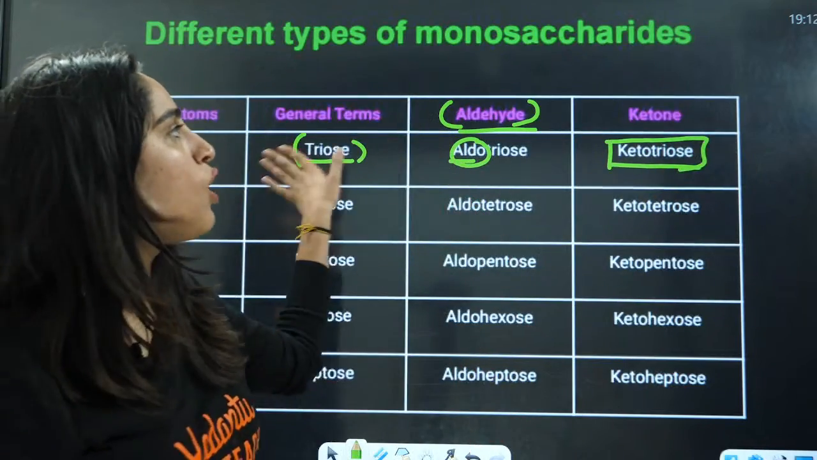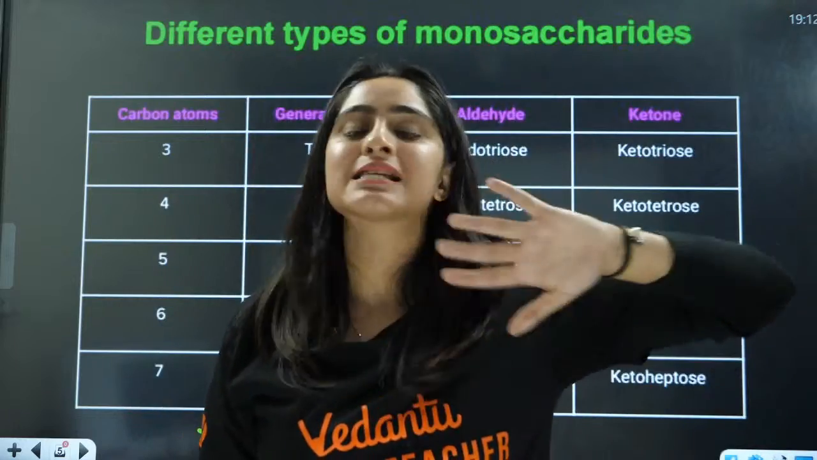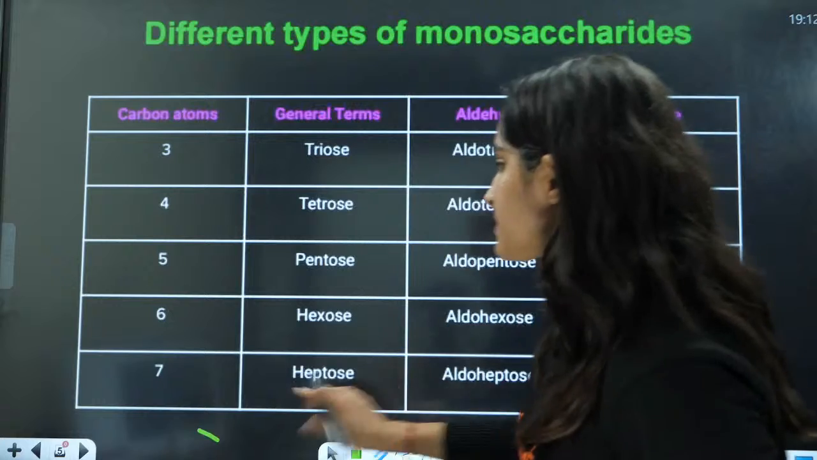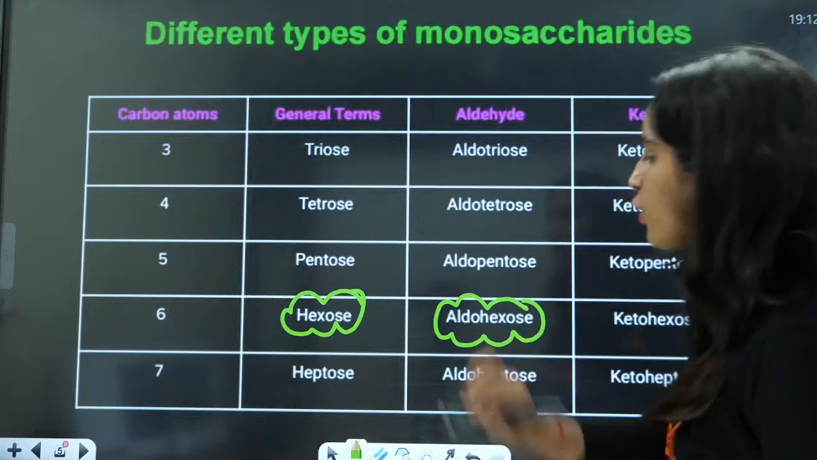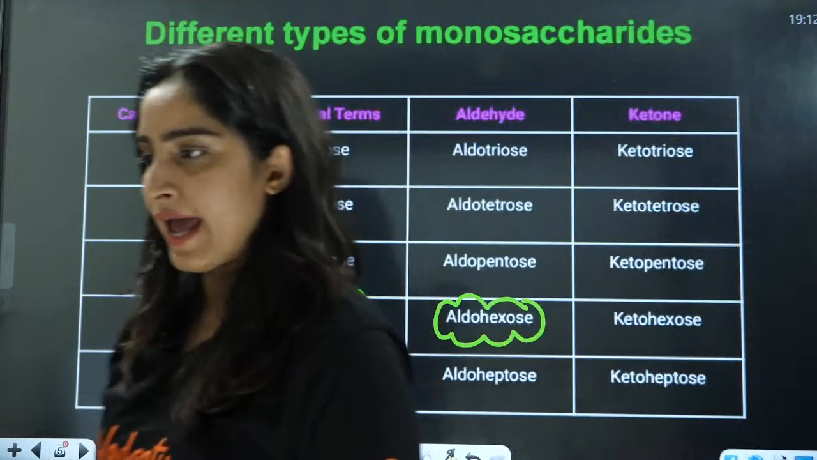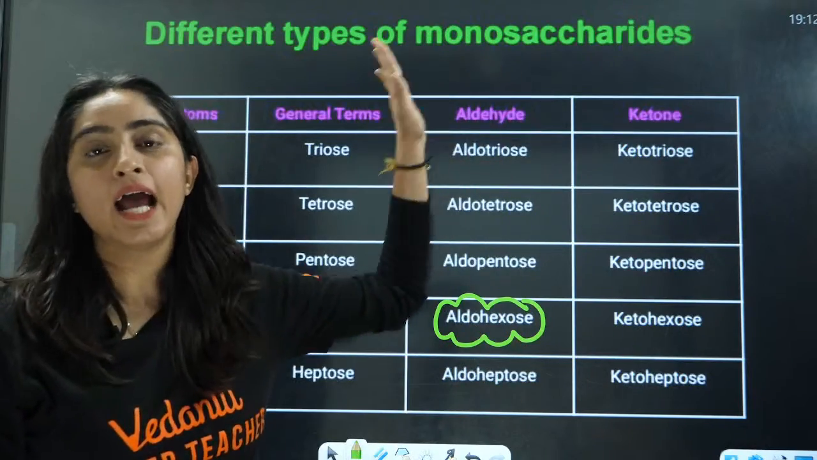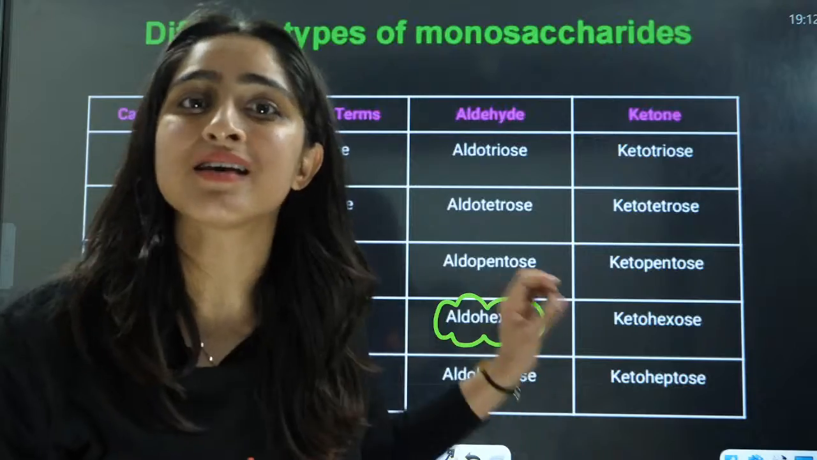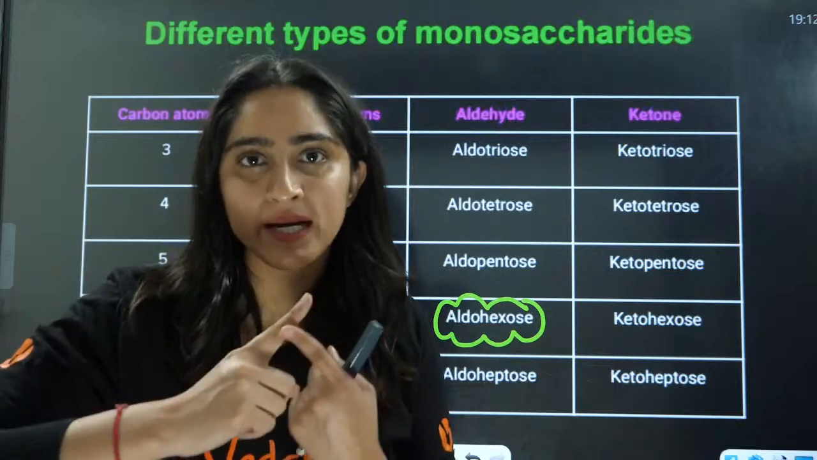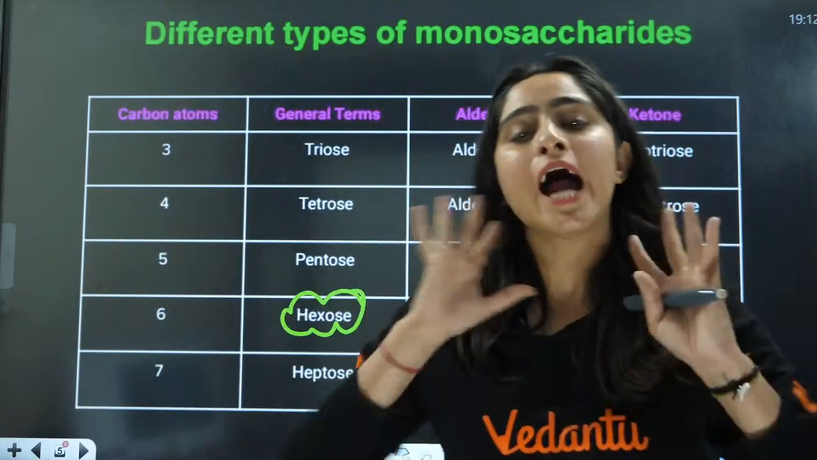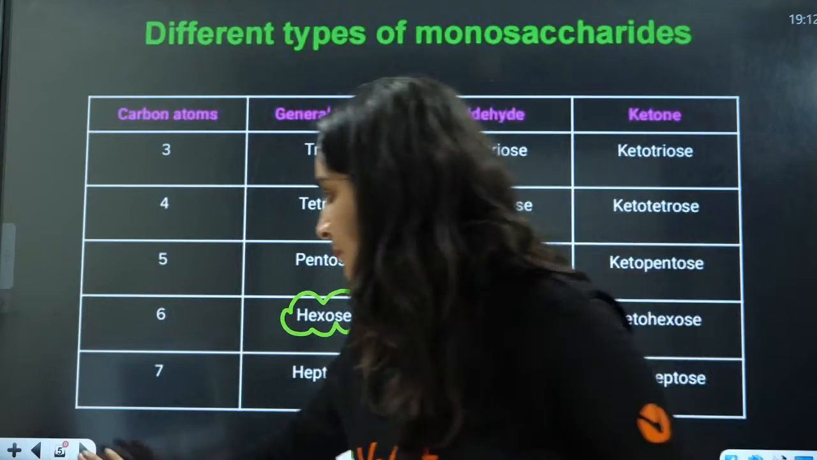Now if they ask you what is the name for glucose? Glucose has 6 carbons, so that will be hexose, and it has an aldehyde group, so that will be aldohexose. That is the name for glucose. This is how it is named, based on the number of carbons it has and the kind of group it has. Every carbohydrate has multiple hydroxy groups.